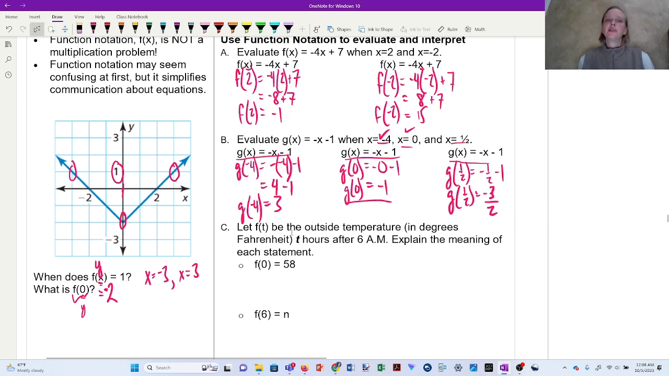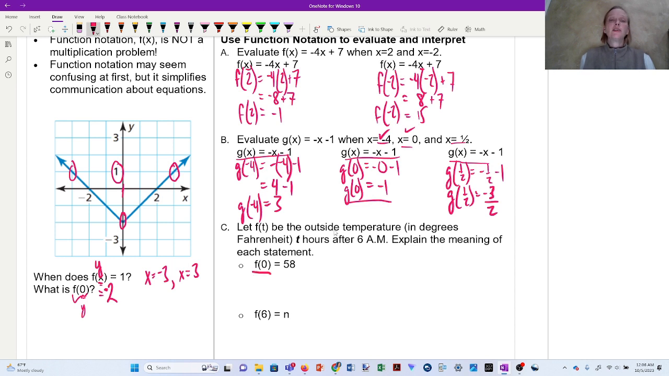Let f of t be the outside temperature in degrees Fahrenheit, t hours after 6 a.m., explaining the meaning of each statement. Okay, so here I don't even have an equation. I can't plug any values into an equation. I'm just told that this function equals 58. This is another benefit of function notation. We don't actually have to know the equation. We can just be looking at a graph or looking at the result of the calculation.